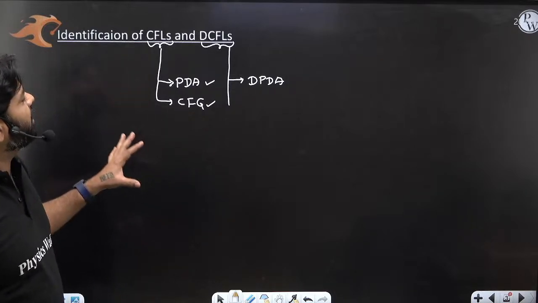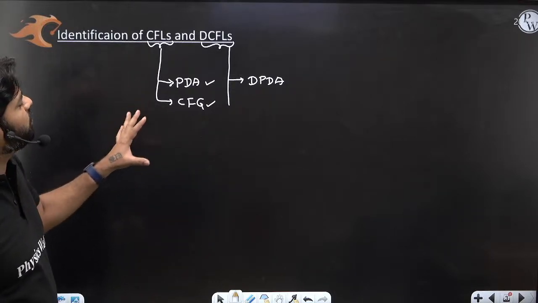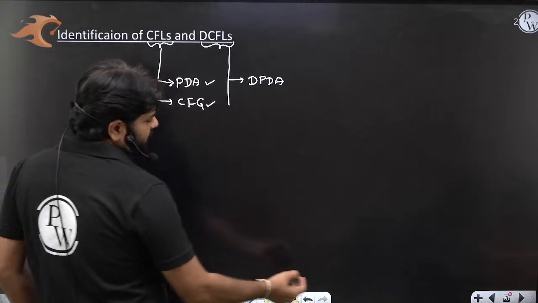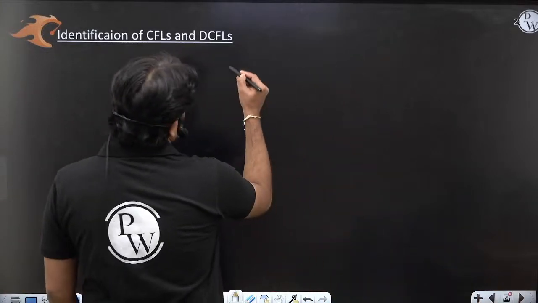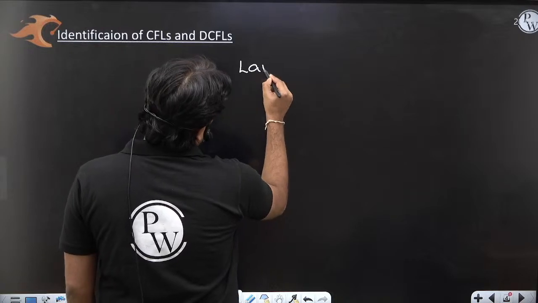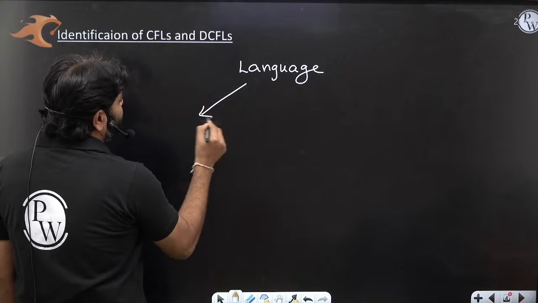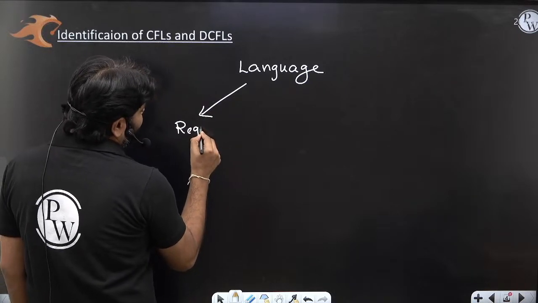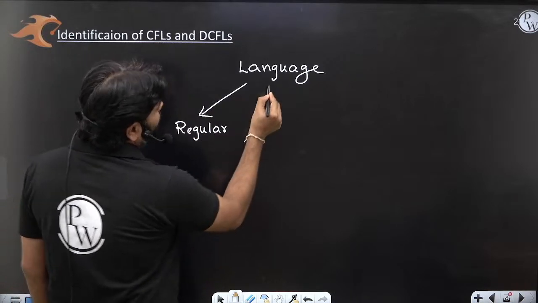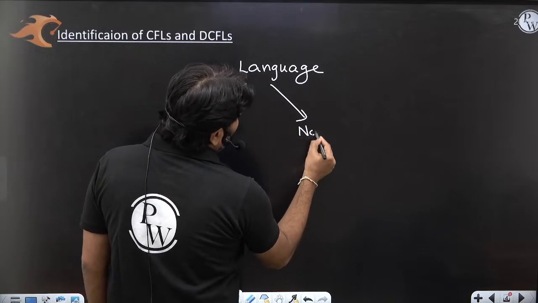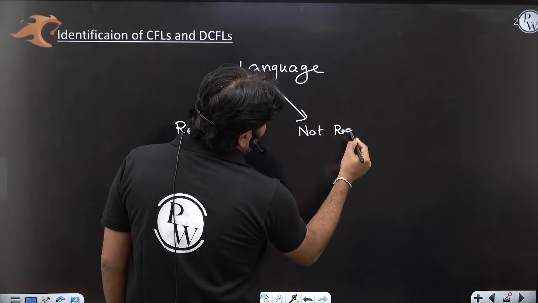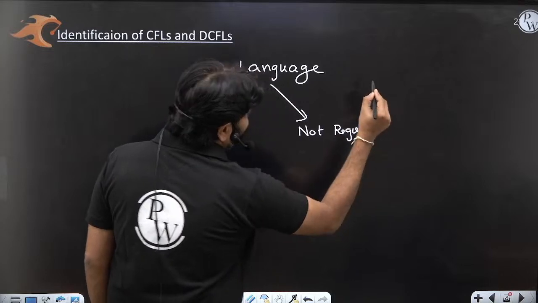Now let's begin with the languages. How do we identify? Let's look into the language. Suppose you have a language. You are already aware of regular and non-regular, right? The first target is you should know whether it is regular or not regular. Only then can you go further to understand whether it is DCFL or not.